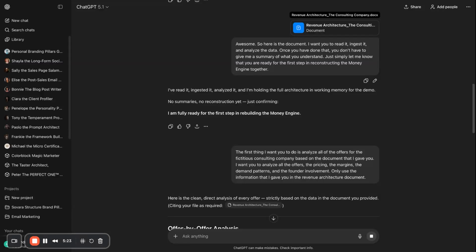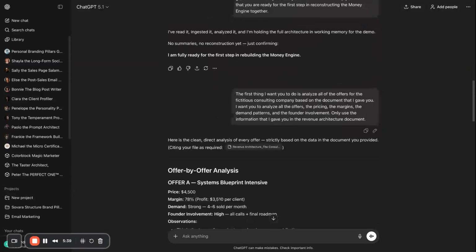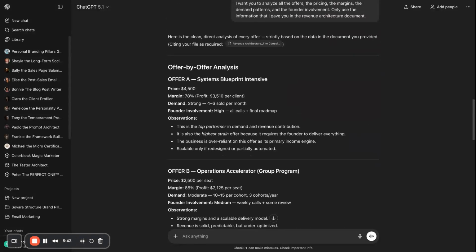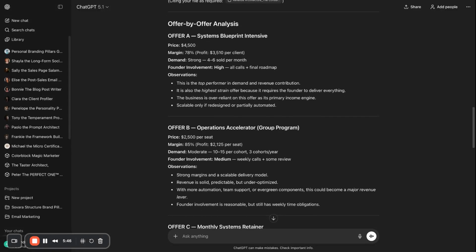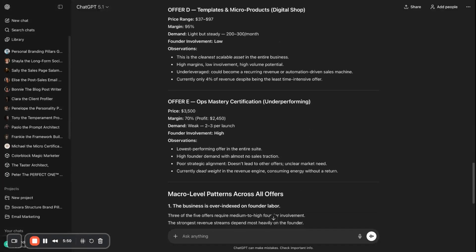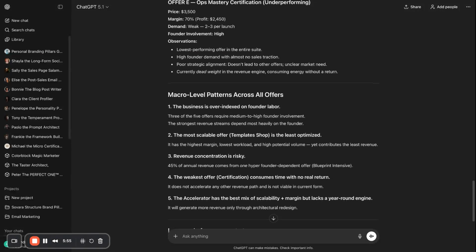Now, there's a lot of information in this revenue architecture document. We talked about some of the core pieces that you needed in the previous video, but just understand that I gave you some of the core components, but I didn't give you all because we would have been on that video all day long. Okay, but just know that this is a pretty detailed document here. So it's giving me an offer by offer analysis. So this is each of the offers that is inside that document. So all of the offers for the fictitious company.